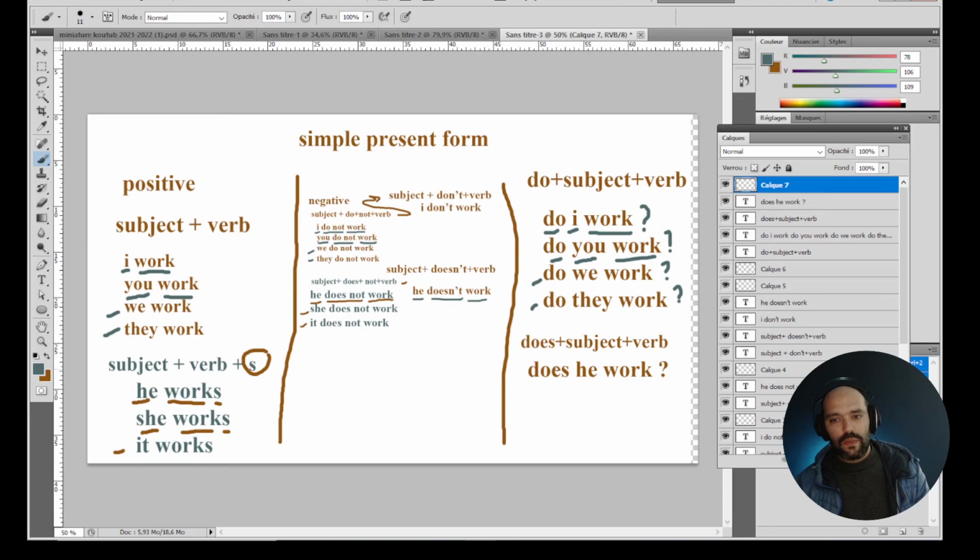Does, with she, he, it, we have does, he is the subject and work is the verb.